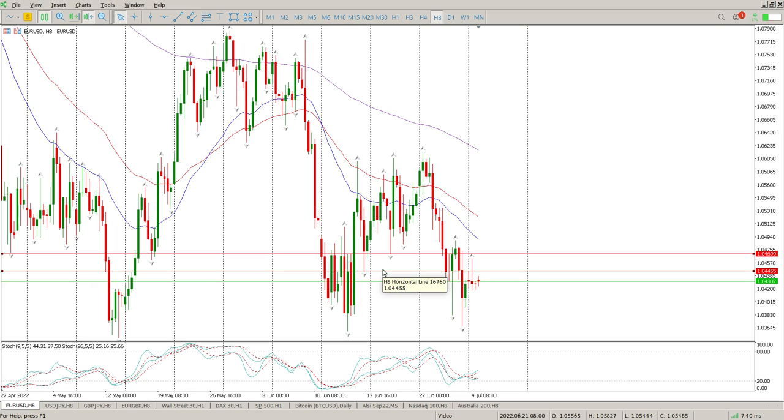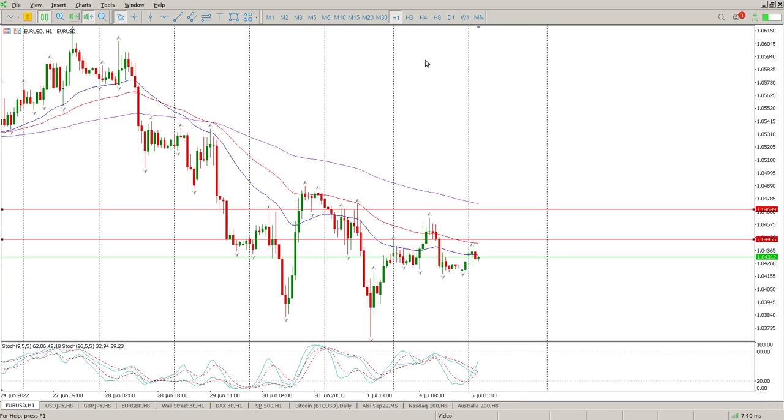So it's 1.04455, and then 1.04699. Those are the areas we're paying attention to on the upside. You can see on the hour we are still very much in a downtrend, so nothing really concrete on the hour. This is the first thing to pay attention to.